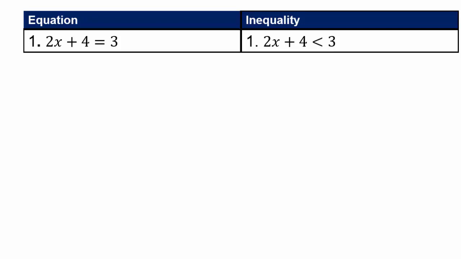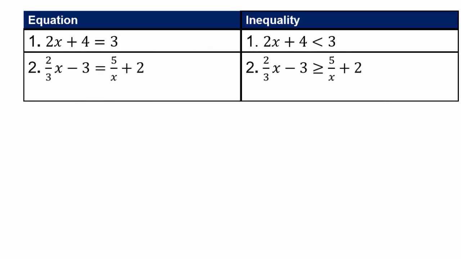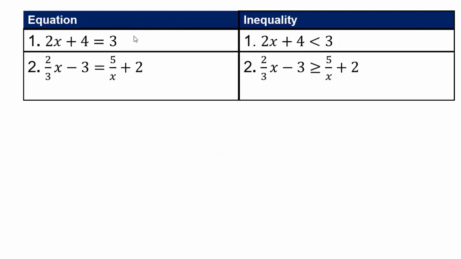This is an equation in one variable or an inequality in one variable, and the variable here happens to be x. If you look at (2/3)x - 3 = 5/(x + 2), that's an equation in one variable. Whereas if you replace the equal sign with the greater than or equal to sign, it becomes an inequality. So the first equation and inequality are called linear equation or inequality, linear because you have a degree 1 polynomial. The second equation has a denominator of x, so this would be a rational equation.